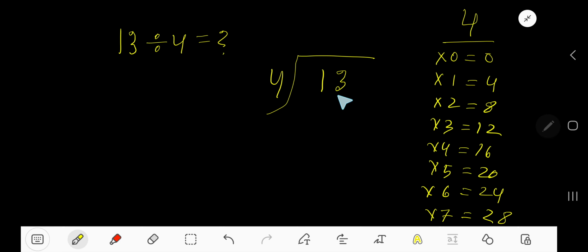4 goes into this 1 how many times? 0 times, as 1 is less than 4. So 0 times 4, 0. Subtract, you are getting 1. Bring down the next digit.